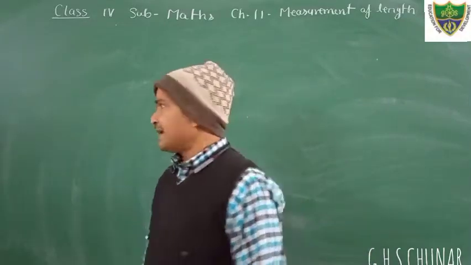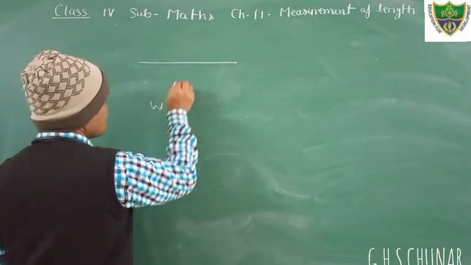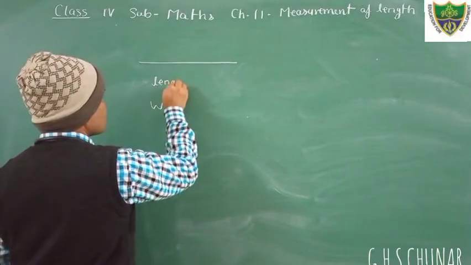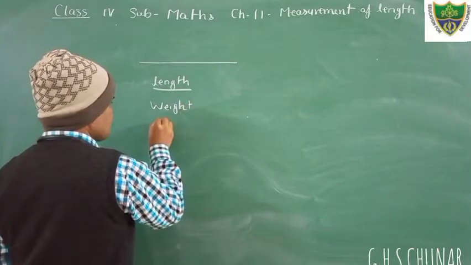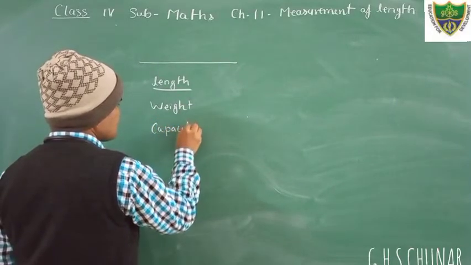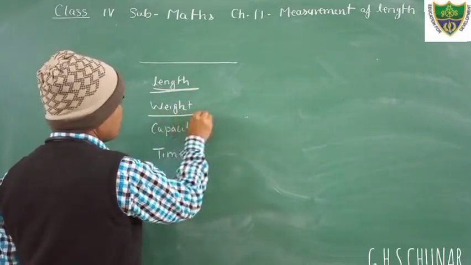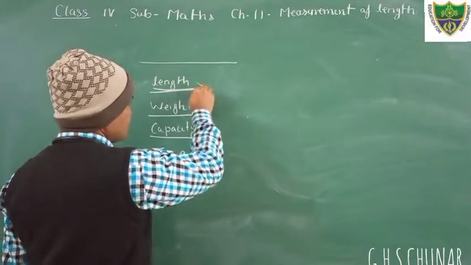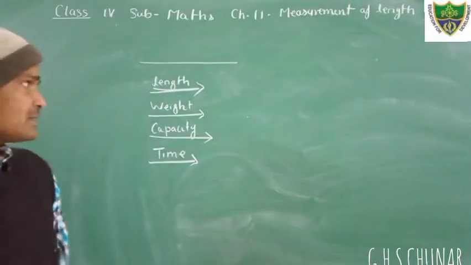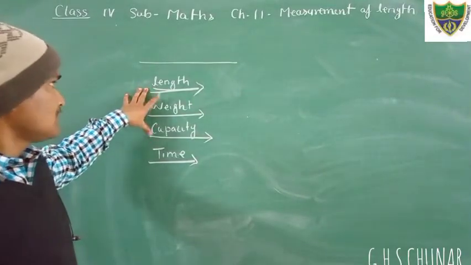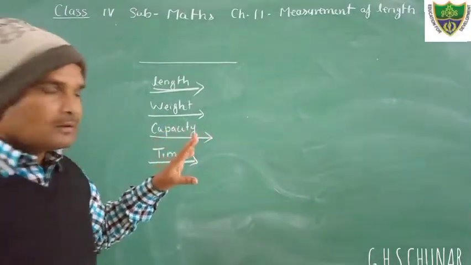Length, weight, capacity, time. This is the quantity. A quantity of an object which we measure in this way: in length, in weight, in capacity, in time.